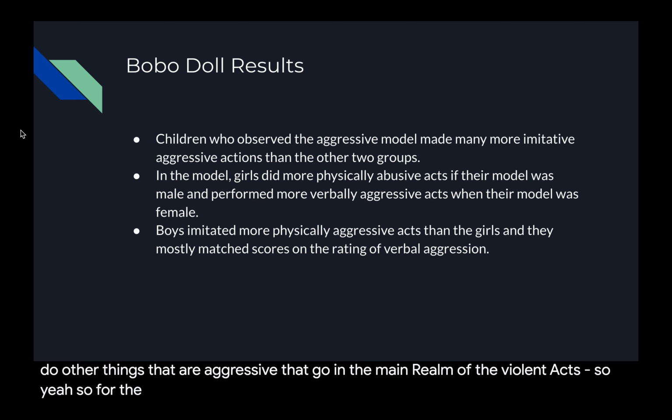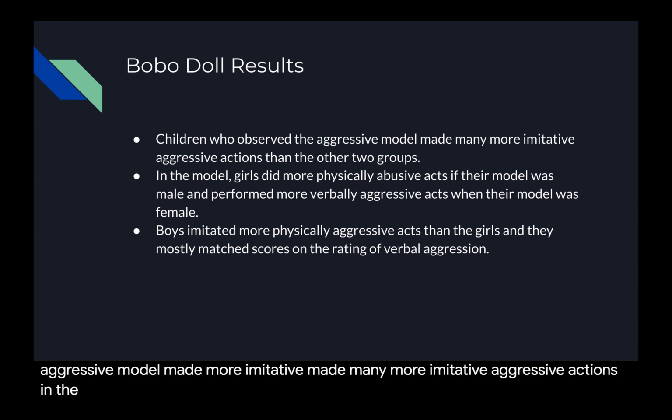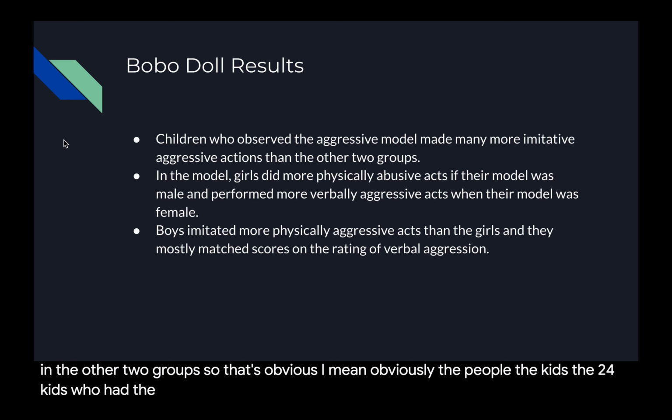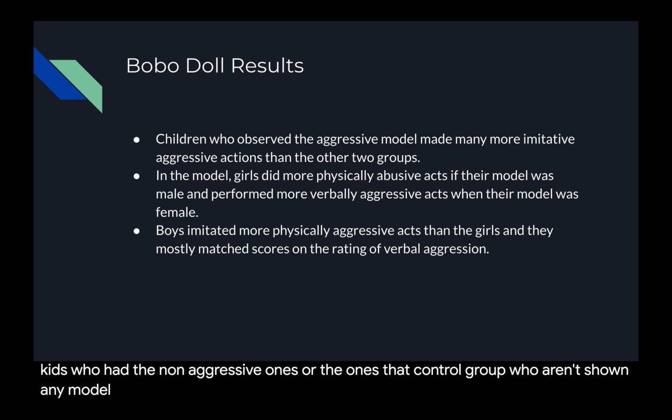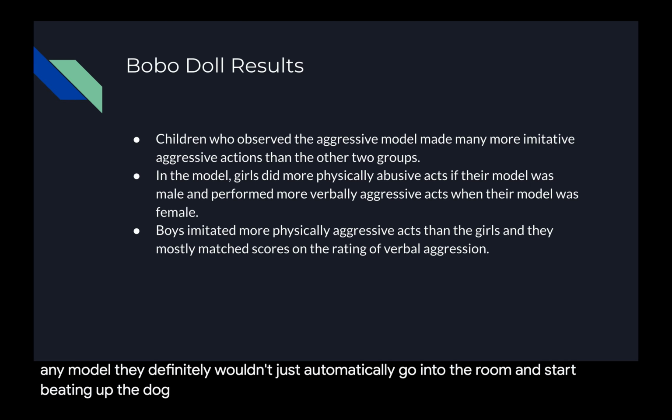So for the results of the bobo doll experiment, the children who observed the aggressive model made many more imitative aggressive actions than the other two groups. So that's obvious. The 24 kids who had the non-aggressive model, or the control group who weren't shown any model, definitely wouldn't just automatically go into the room and start beating up the doll, because I don't think there would be any incentive to do that. But the modeling definitely helps enact that.